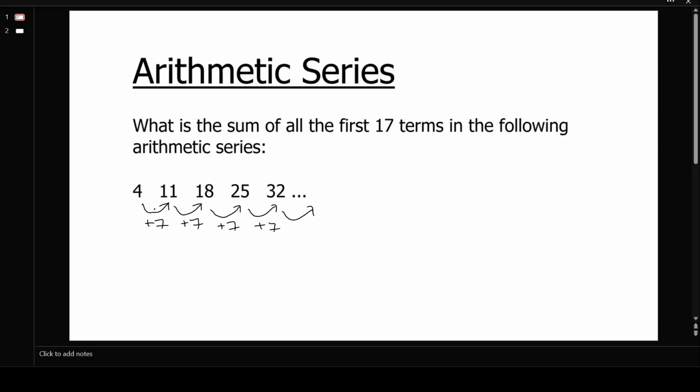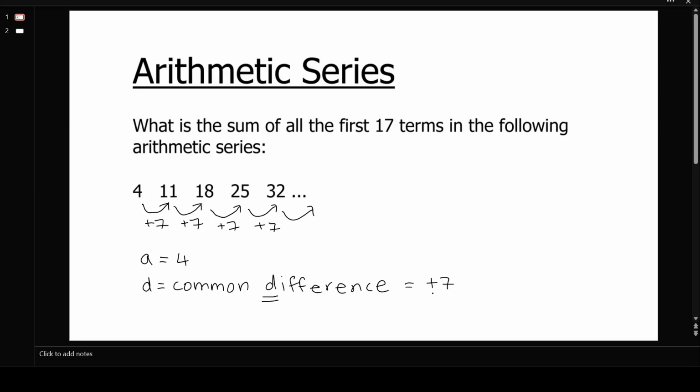We start with any number we want. We call that number A, the first term. So A in this case is 4. And then the number that we keep adding over and over again to get the future terms, that's called the D. And D stands for the common difference. That's where the letter D comes from, the letter D in difference. And in this question, the common difference, the number that you keep adding every time, is plus 7.